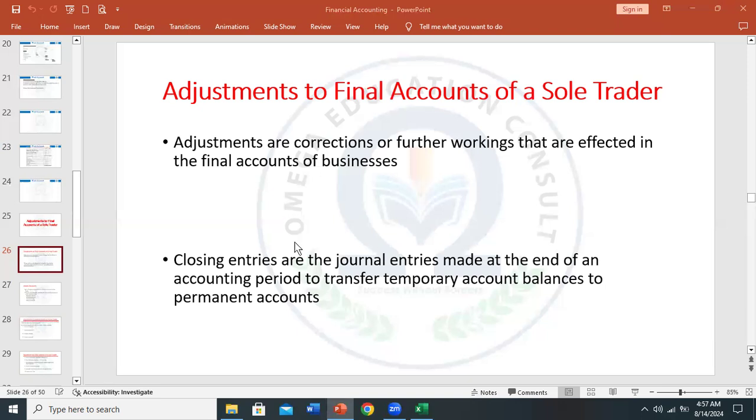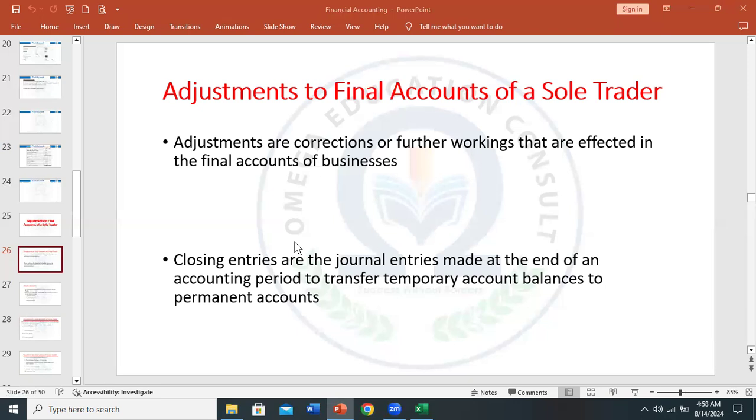Can you add the closing entries for me as well? Closing entries are the general entries made at the end of an accounting period to transfer temporary account balances to permanent account. Okay, thank you very much.